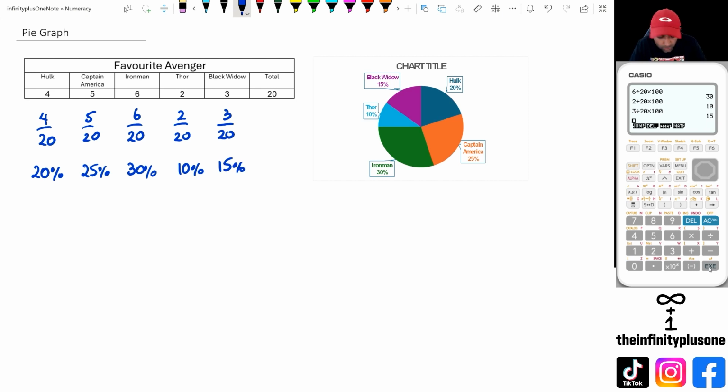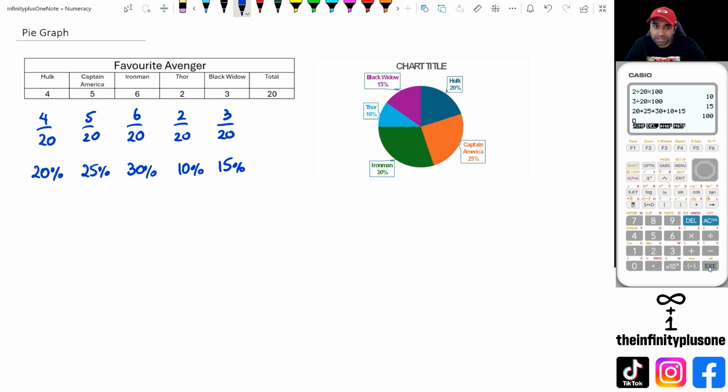Now what you can do is add up all of these numbers. So we've got 20 plus 25 plus 30 plus 10 plus 15, which should equal 100%. So as you can see, we've covered all the percentages. But inside a circle, how are we supposed to split this?